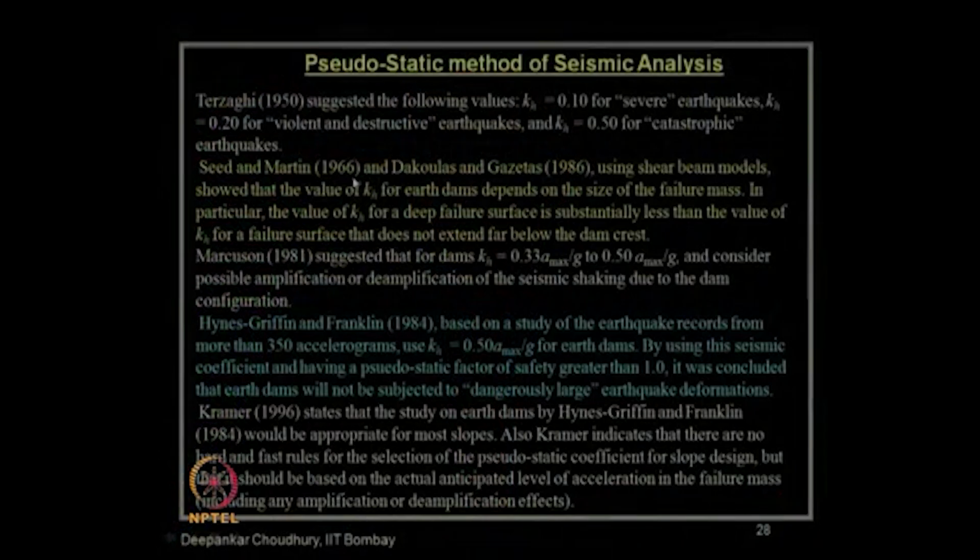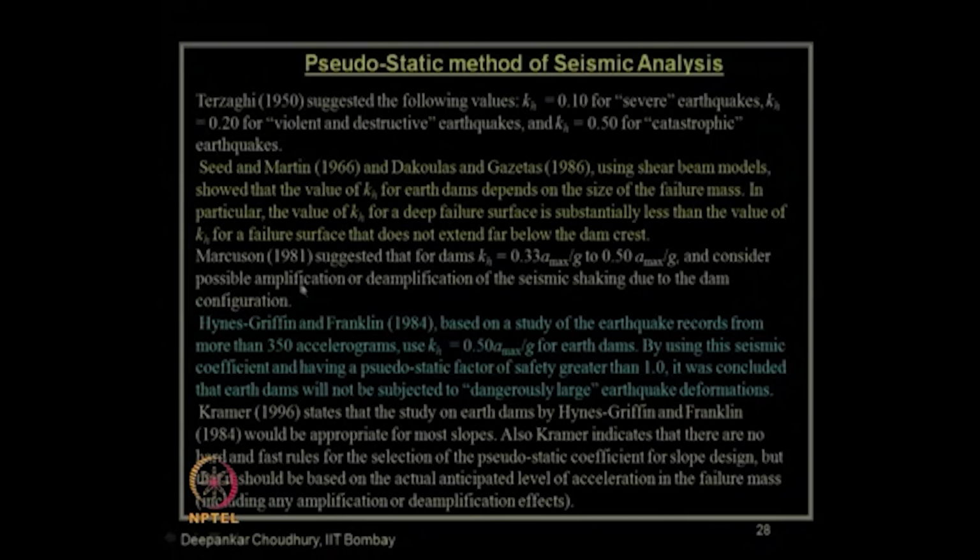Other researchers, like you can see over here, Seed and Martin in 1966, then Makdisi and Seed, and Dakoulas and Gazetas in 1986, used the shear beam model and showed that the value of kh for earth dams depends on the size of the failure mass, and in particular the value of kh for a deep failure surface is substantially less than the value of kh for a failure surface that does not extend far below the dam crest. That means, for shallow failure you use a higher value of kh, for deep failure, you use a lower value of kh, that is what it means.